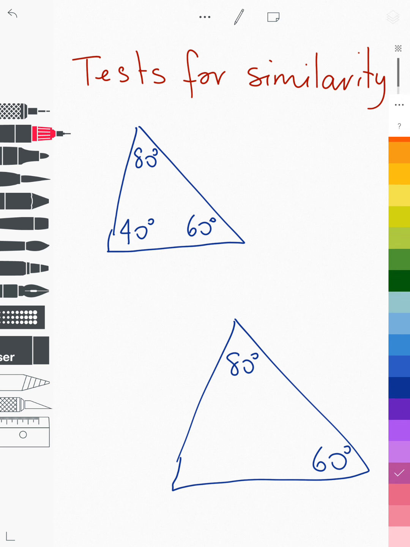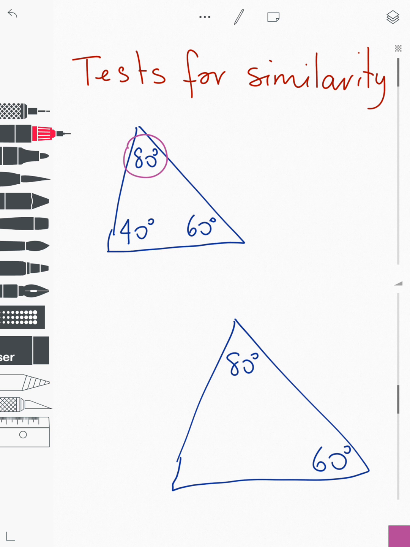Now, going through our rule, I can see that 80 and 60 in the first triangle match 80 and 60 within the second triangle. So this proves test 1, that if two angles of one triangle are equal to two angles of another triangle, then the two triangles are similar. So we can see here that these two triangles are similar.